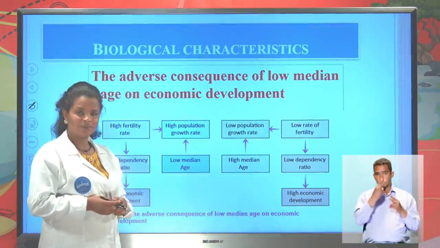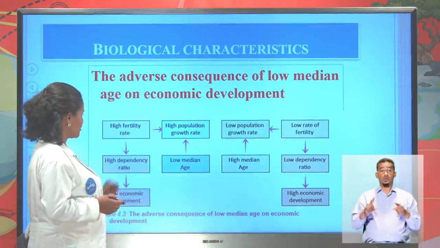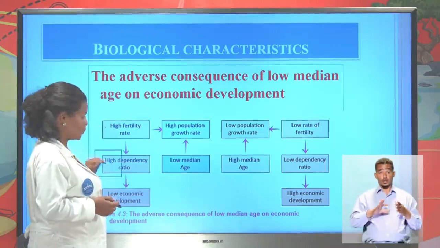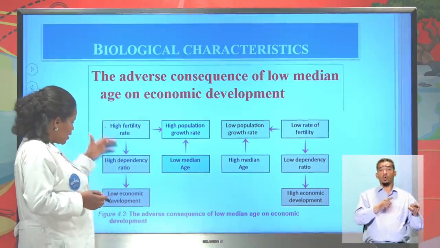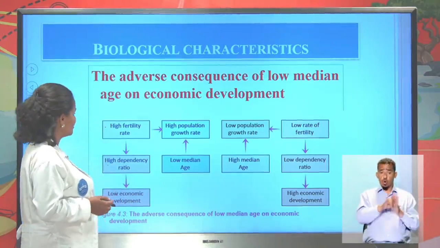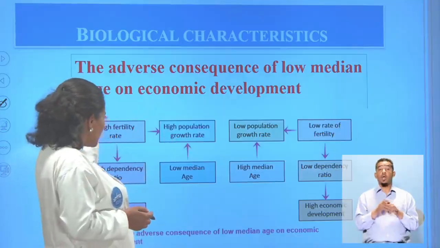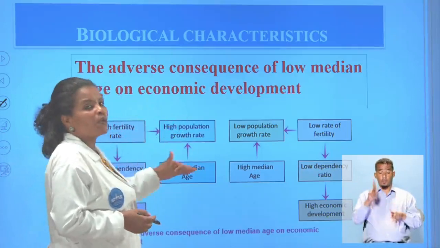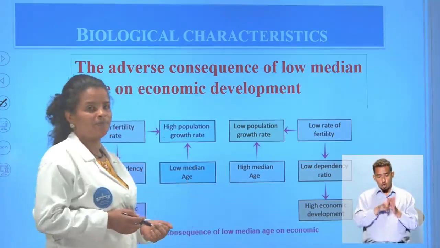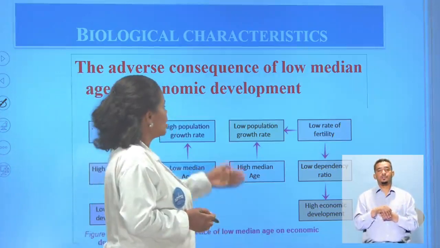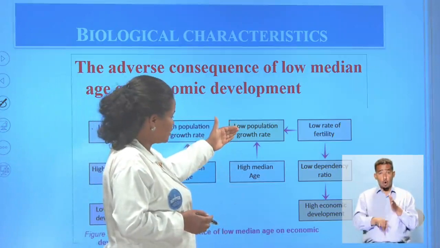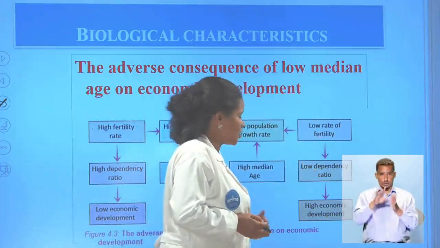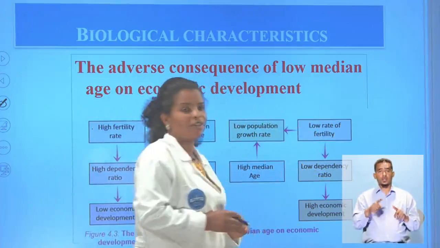Students, let us see this chart. If an area has a high fertility rate, it also has a high dependency ratio and low economic development. Also, if an area has a high fertility rate, the population growth rate is very high, and the population is dominated by a low median age. If an area has a low population growth rate, it has a high median age, a low fertility rate, and a low dependency ratio, but it has high economic development.